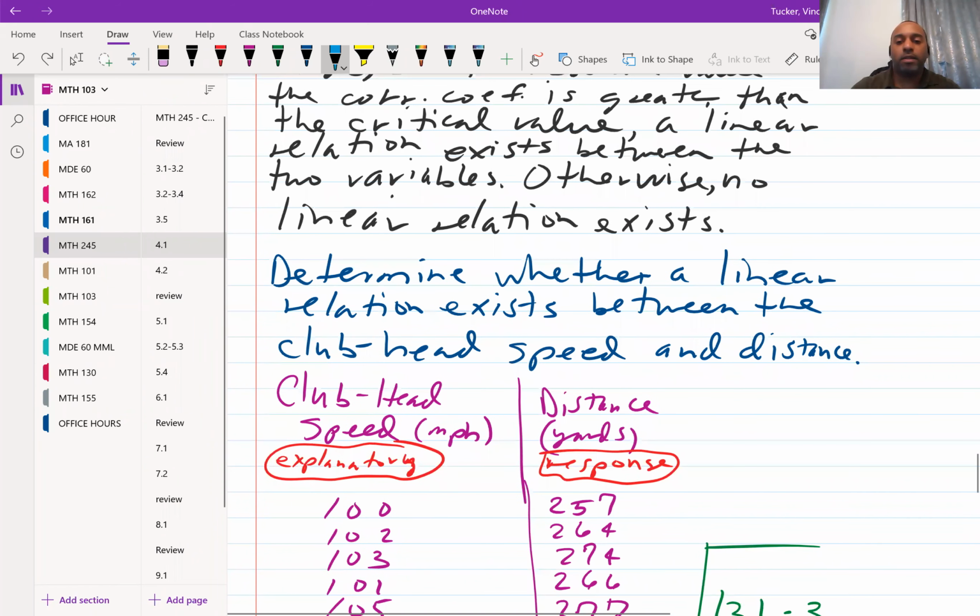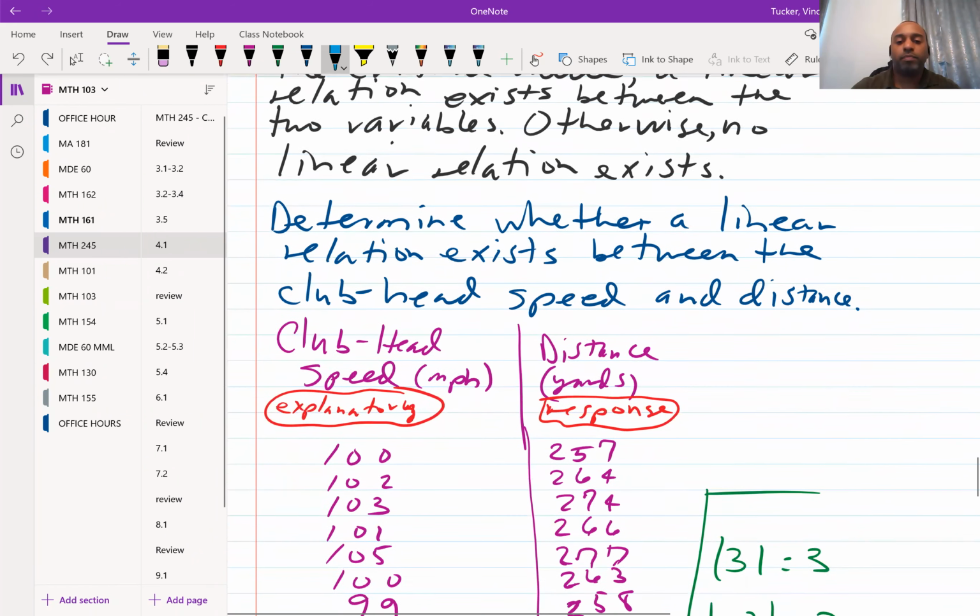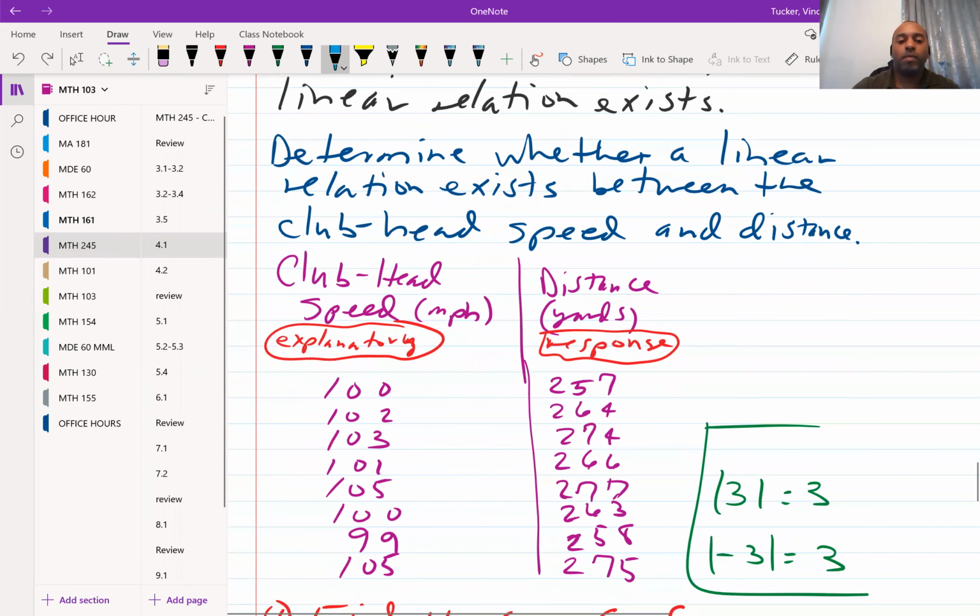Everybody done with the black? So we have 100, then 257, 102, 264, 103, 274, 101, 266, 105, 277, 100, 263, 99, 258, 105 is 275.